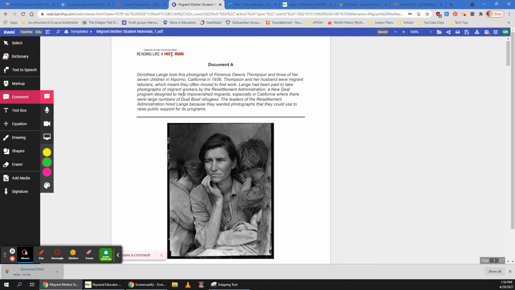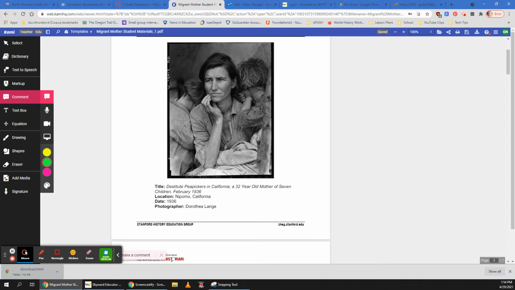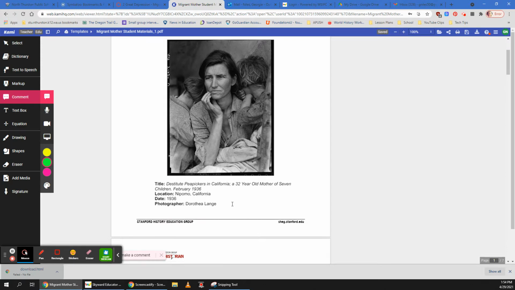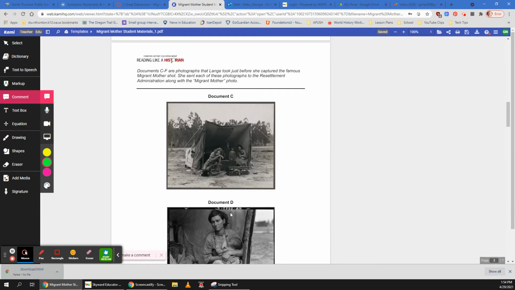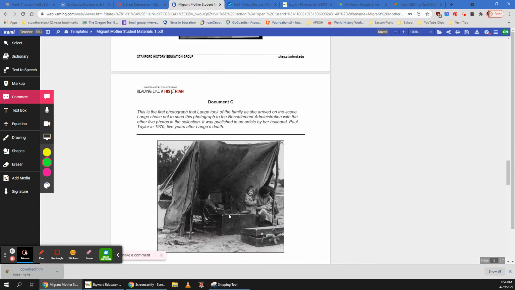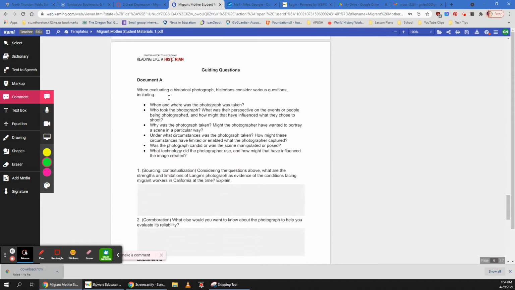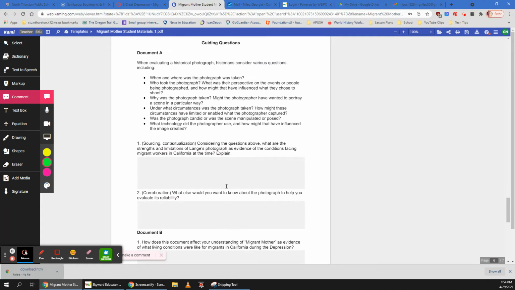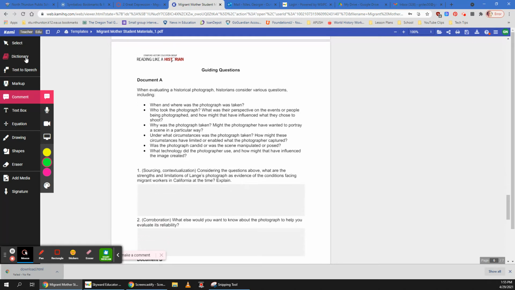Here's the photograph. You'll want to source it, obviously, and read what it's about. And down here's some more sourcing. And then you're going to answer the questions that go with document A, which are down at the very end. So here are the questions for document A. You're going to be using Cami as far as text boxes for your answers.